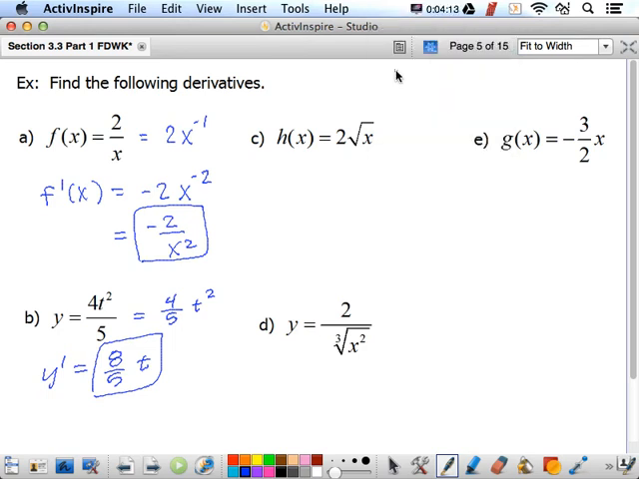So for part C, we have h of x equals 2 square roots of x, which we first have to rewrite in exponential form. So 2x to the 1/2 power. Then we can apply the power rule, which states that I can take the power times the coefficient. So 1/2 times 2 is 1, and subtract 1 from the power. So we have 1x to the negative 1/2. Now we can't leave it like that, so we have to drop that into the denominator. So we have 1 over x to the 1/2, which is the same as 1 over what? Square root of x. Perfect.